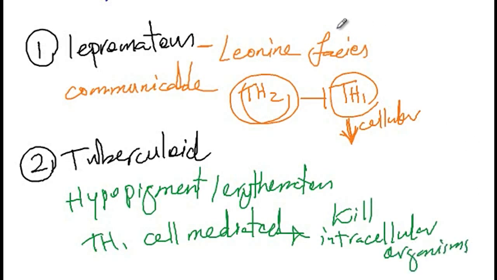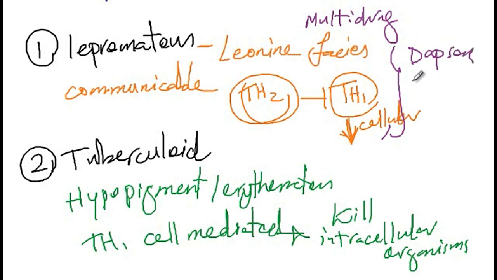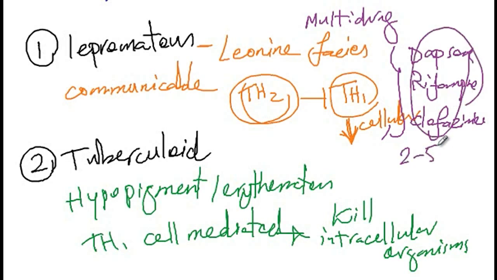As for the treatment, we will have to use multi-drug treatment for both of these conditions. For the first condition, since there is no cellular immunity, we will have to treat with three different drugs: dapsone, rifampin, as well as clofazimine. And you should use these for about 2 to 5 years, because there is no cellular immunity in these patients.